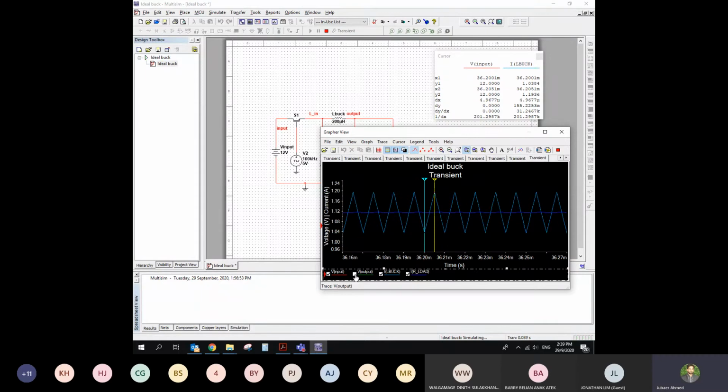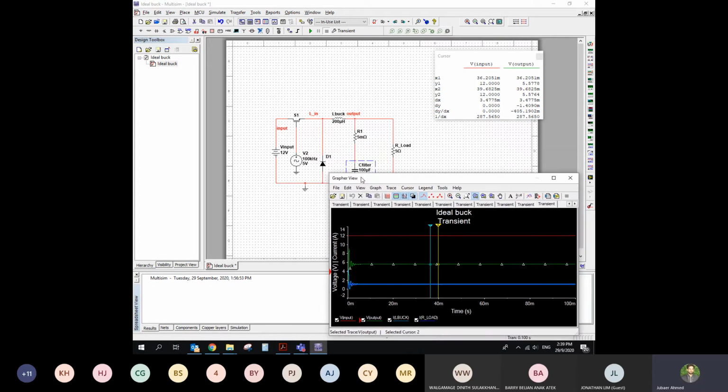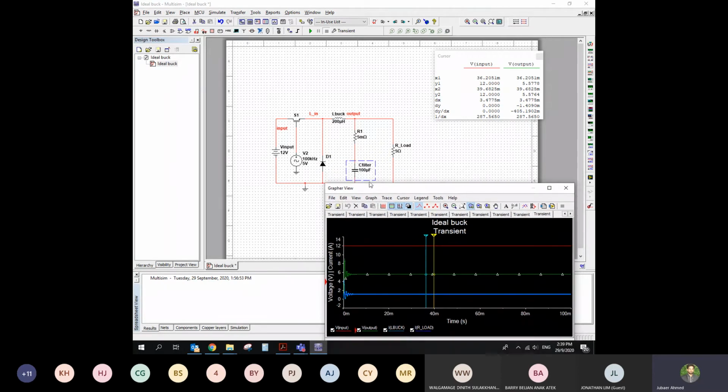Bring all V in, V output. Okay. So zoom in, zoom in. Okay, that's fine. So this is the output. For this 200 microhenry, our input converter inductor ripple is one of the lowest. We can make it even smoother, but no need for that now.